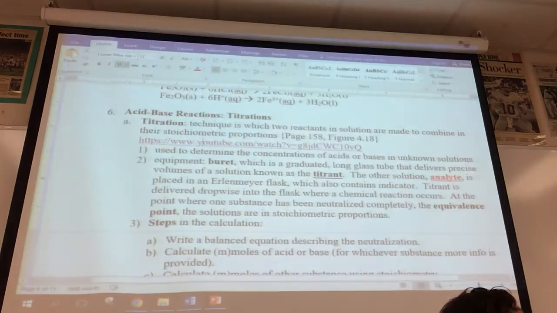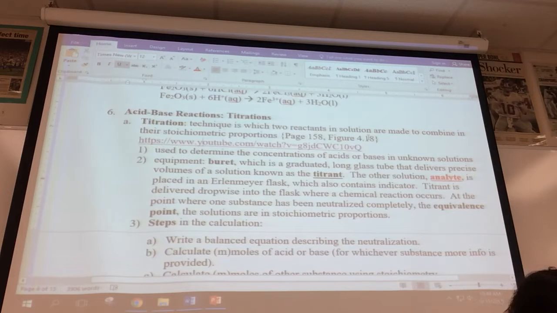You'll be generating pH curves, and I do it through Excel. It's really kind of cool. We could do it through Google Sheets as well.